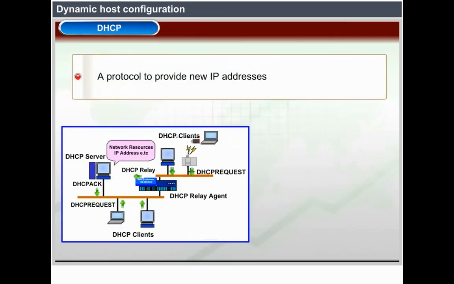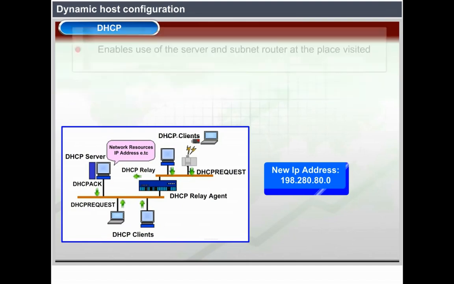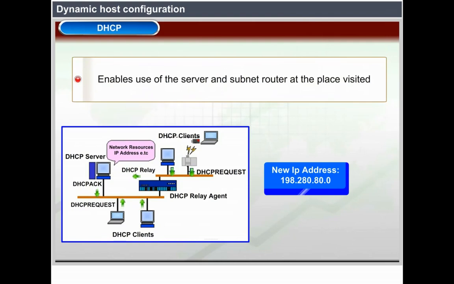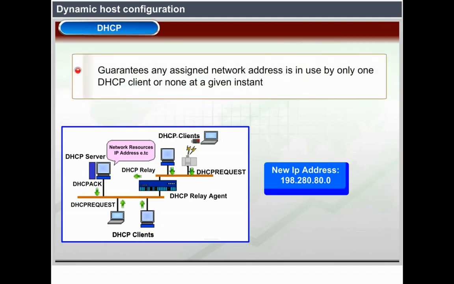DHCP is a protocol to dynamically provide new IP addresses and set subnet masks for the visiting computer. It enables use of the server and subnet router at the place being visited, and guarantees that any assigned network address is in use by only one DHCP client or none at a given instant.